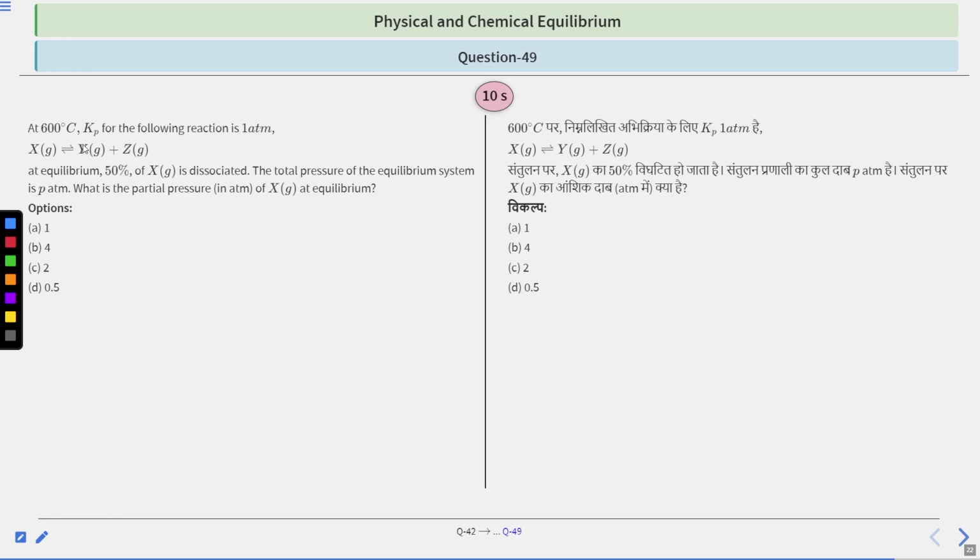Question number 49. At 600 degrees Celsius, Kp for the following reaction is 1 atmosphere. X is giving us Y plus Z. At equilibrium, 50% of X is dissociated. The total pressure of equilibrium system is P atmosphere. What is the partial pressure in atmosphere of X at equilibrium? Options are 1, 4, 2 or 0.5. So you have 10 seconds to solve this question. After that, we will see what will be the answer.